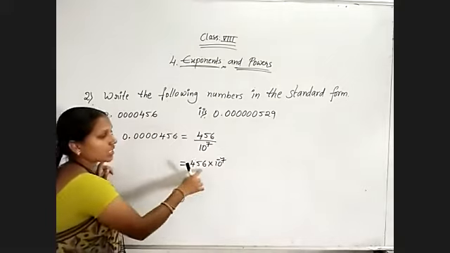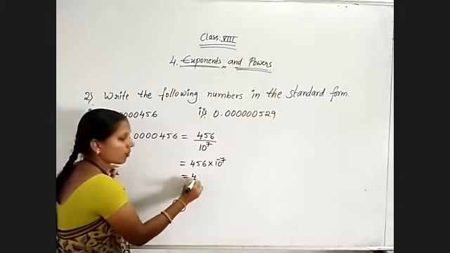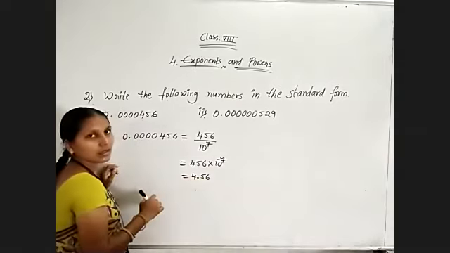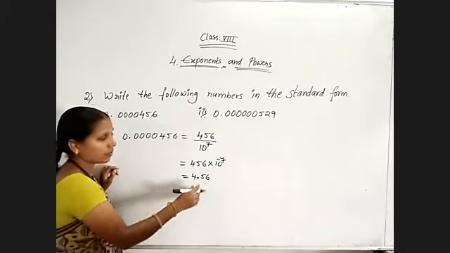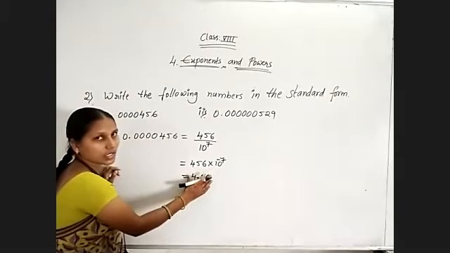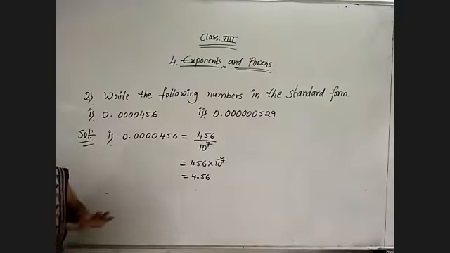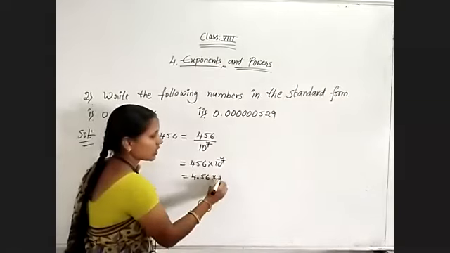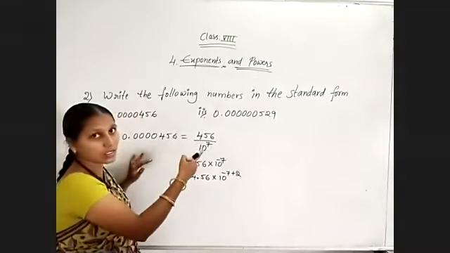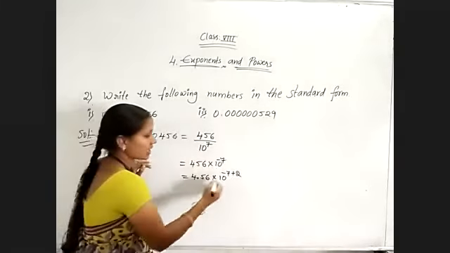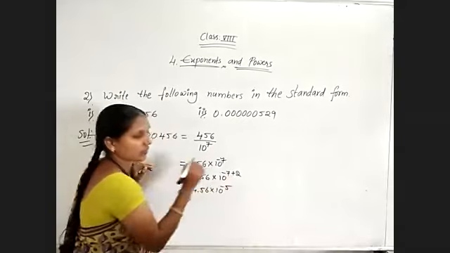Now 456 is not between 1 and 9, so I am writing 4.56, which means I have divided by 100. That is 10 to the power of minus 7 plus 2, as before we did plus values. That is equal to 4.56 into 10 power minus 5.